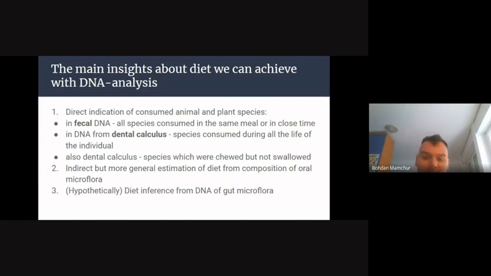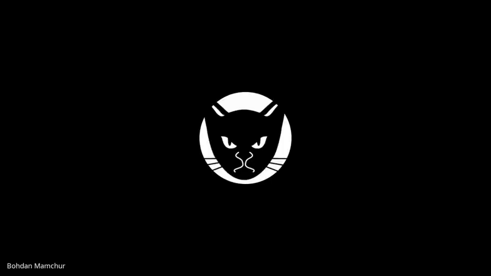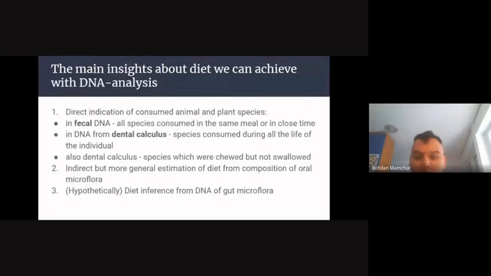Here we can see a difference in the peculiarities of obtained information. While fecal DNA gives us an idea about plants ingested together in one meal, DNA trapped in dental calculus shows foods eaten throughout the life of an individual. In the end, we can study gut microflora using DNA analysis, because it also can depend on diet.